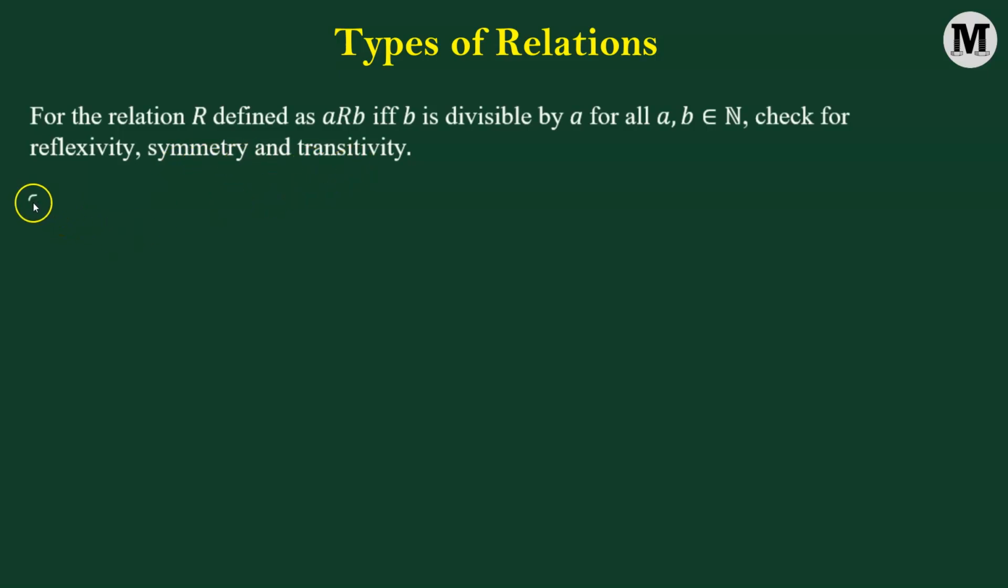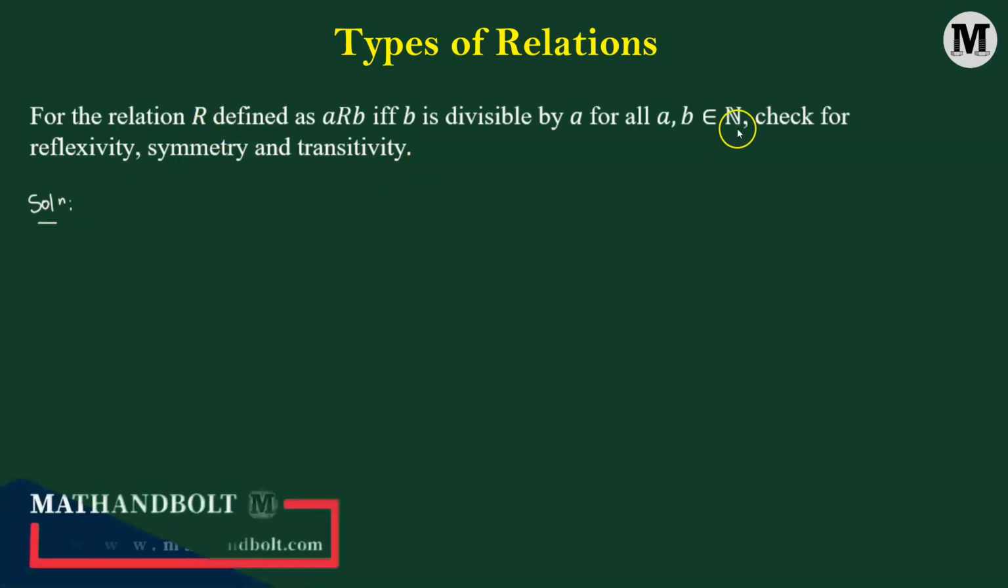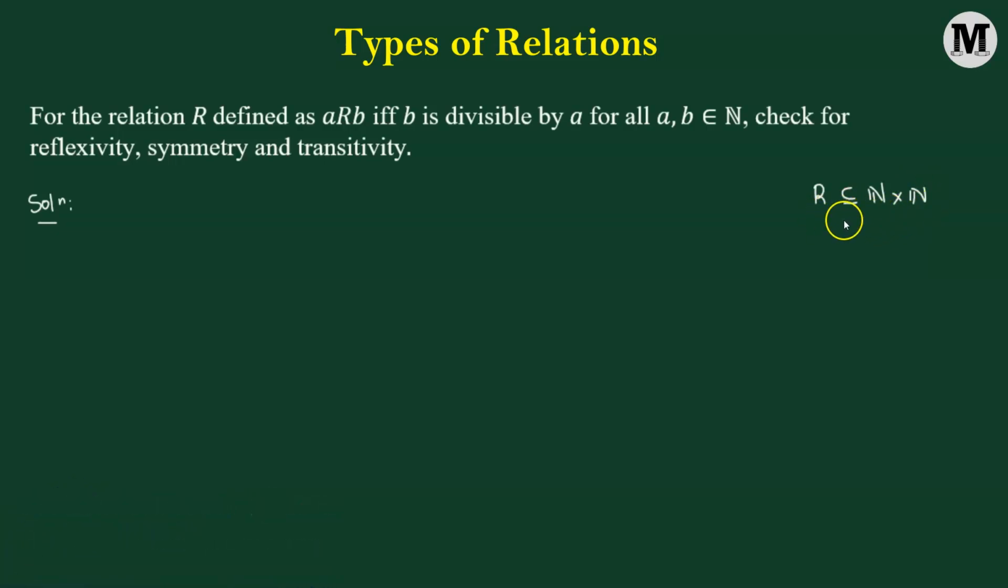Let's try to understand. Here we have a relation R which is defined on the set of natural numbers, meaning R is a subset of the Cartesian product of N with itself. That's what it means when we say R is a relation on the set of natural numbers N. And it's given that for two numbers A and B, A R B if and only if B is divisible by A, or in other words, A divides B, for all values of A and B belonging to the set of natural numbers. So this is given to us.